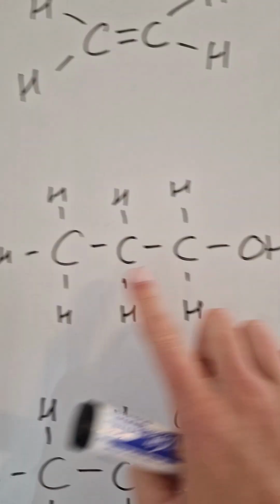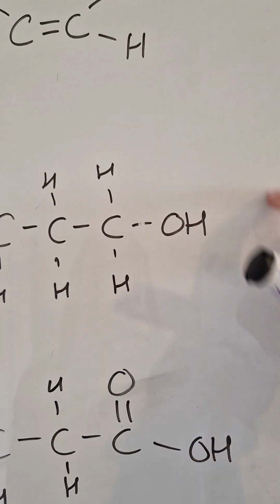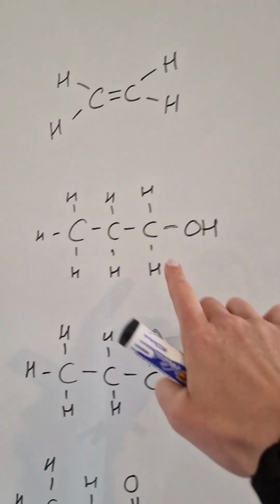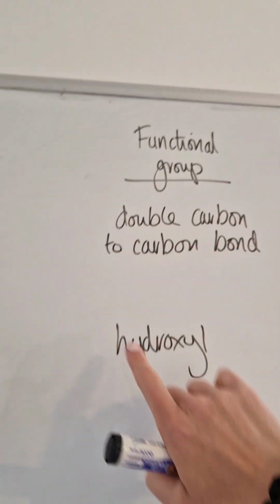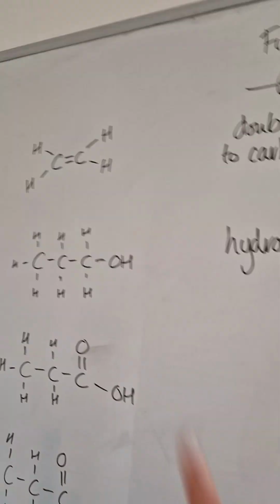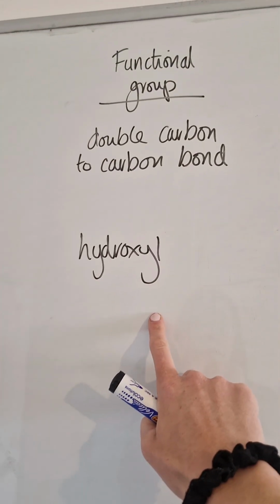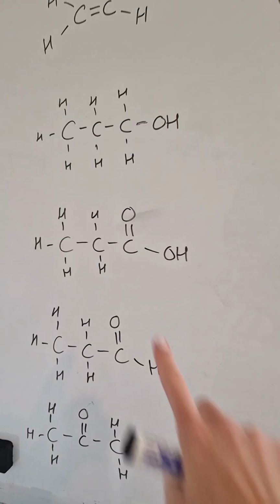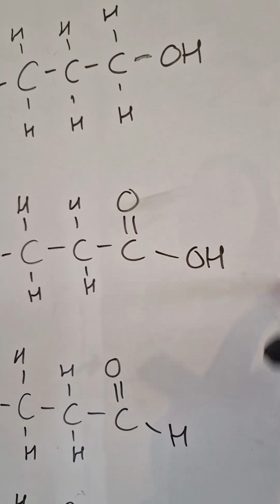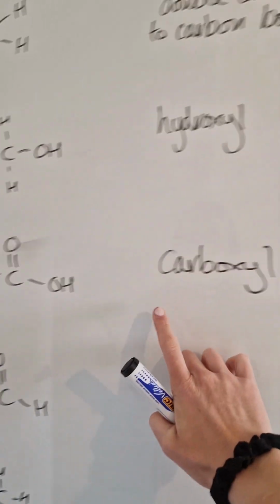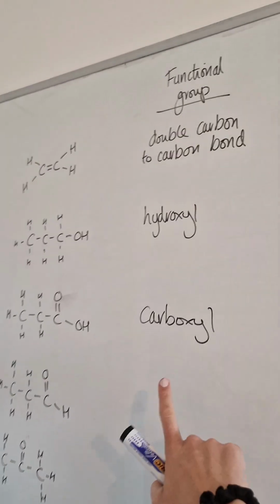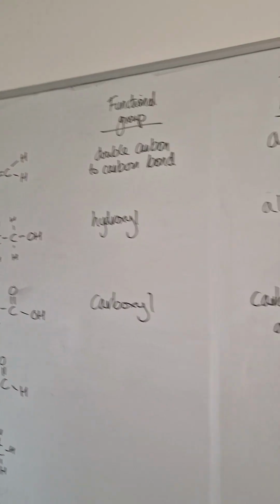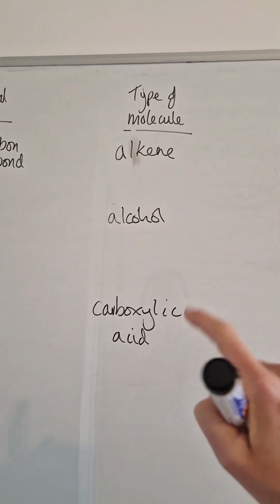If we look at this molecule here, we can see it has this group, which is known as a hydroxyl. The fancy part of this molecule is the functional group known as a hydroxyl group, and the presence of this hydroxyl group in the molecule means that it can be classed as an alcohol. For this one here, it's got this fancy group here. This functional group is known as a carboxyl, and the presence of a carboxyl in a molecule means it can be classed as a carboxylic acid.